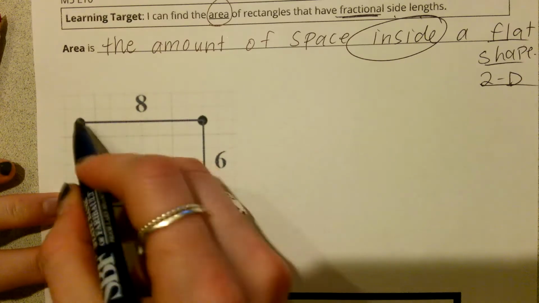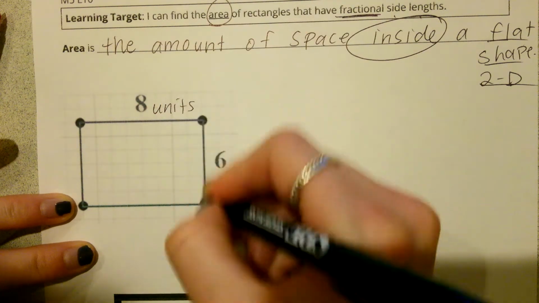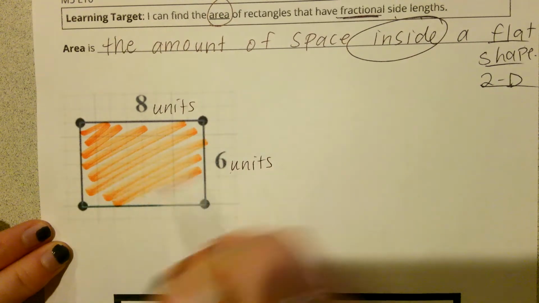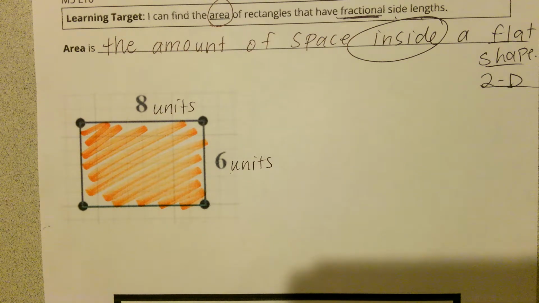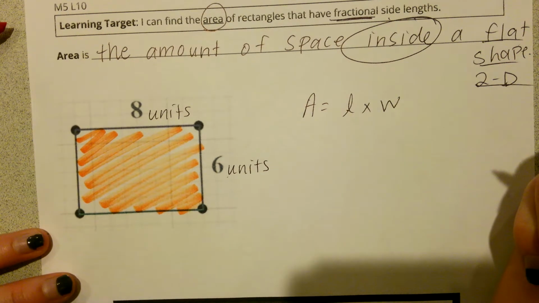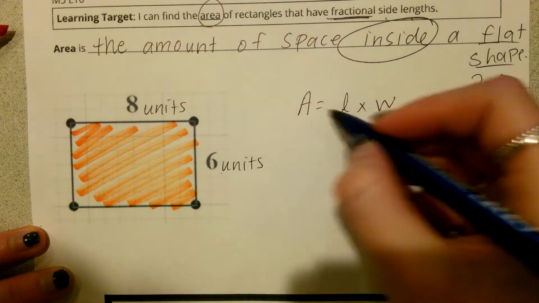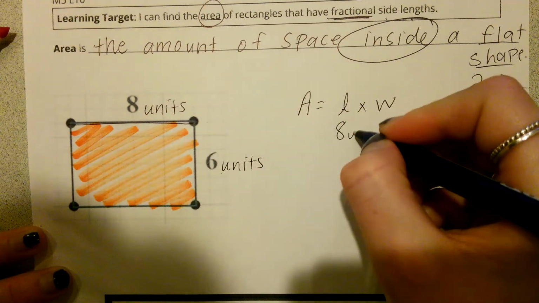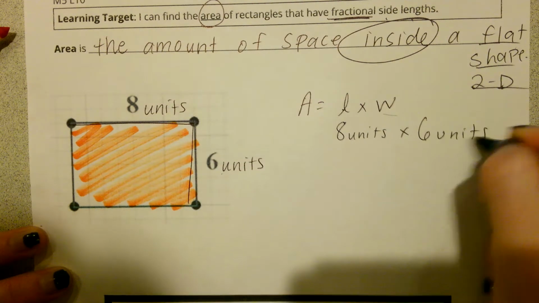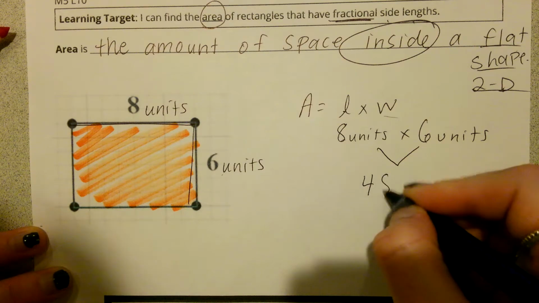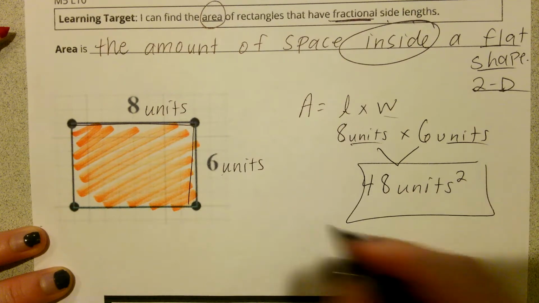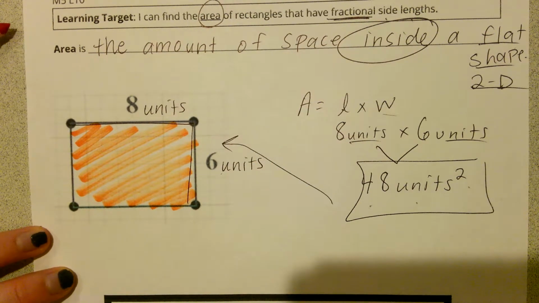We have the length is 8 units long, and the width is 6 units long. So if I wanted to find the area, I'd want to find out how many boxes are inside of this flat shape. Well, we know that area is length times width. Remember that L is just a fancy cursive L. I know that my length is 8 units and my width is 6 units. If I multiply 8 times 6, I get 48. Units times units is units squared. So the area of this shape is 48 units squared.